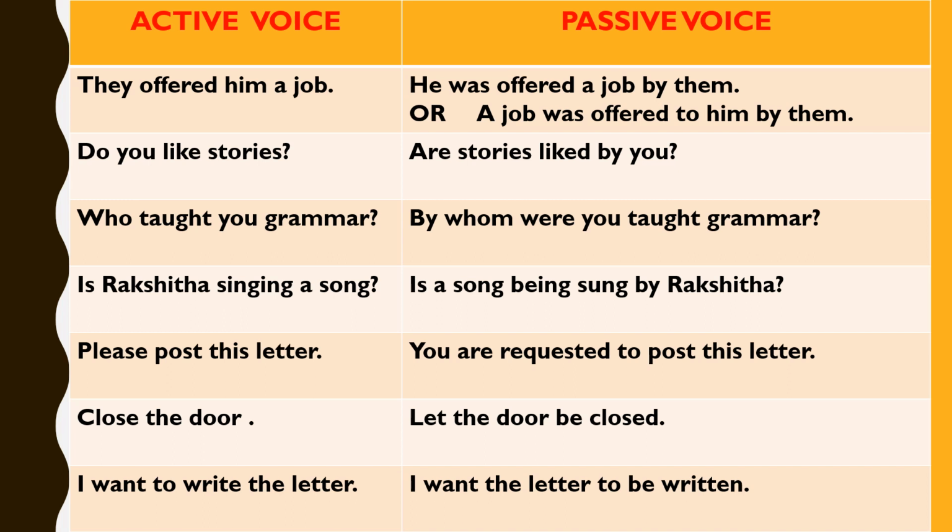At last, I want to write the letter. See, if you observe here, there are two verbs. To write indicates an infinitive. So when there are infinitives, you can change it like this. I want the letter. So the letter was the object in the active voice. Now it is changed into the subject, that is, I want the letter to be written, right? So write is changed into written, V3. So we are getting the sentence like this: I want the letter to be written.